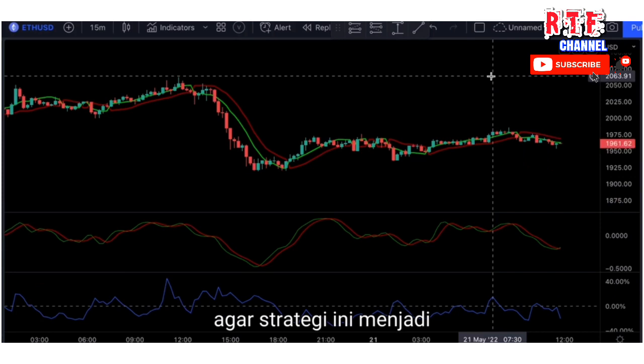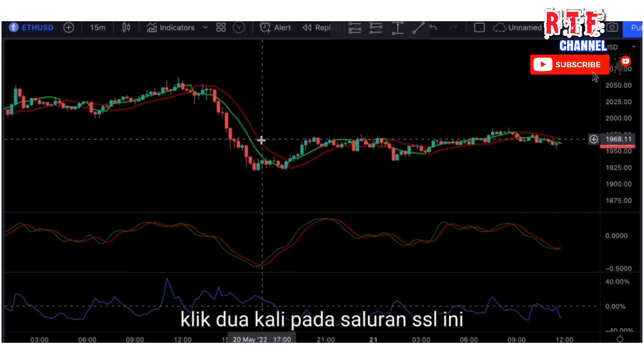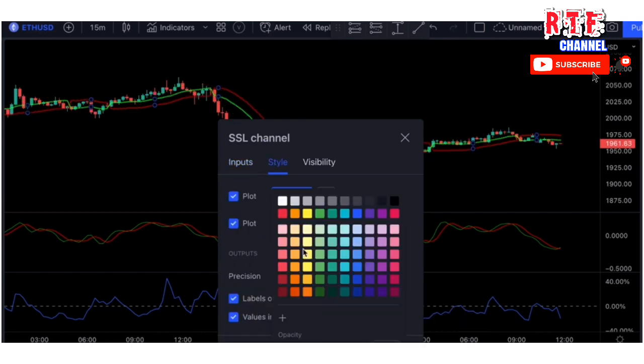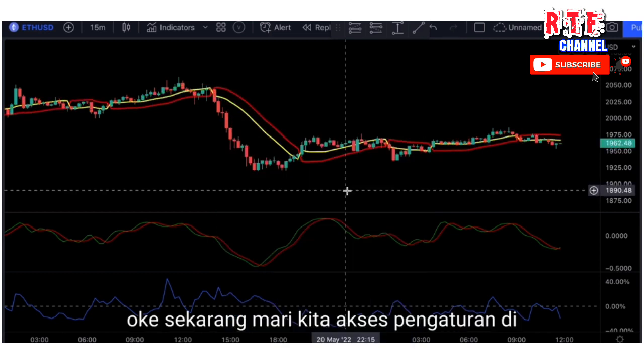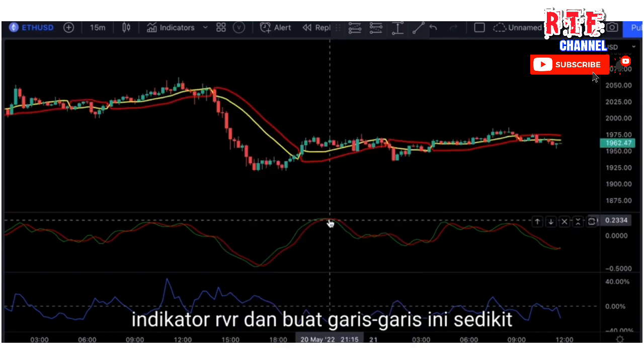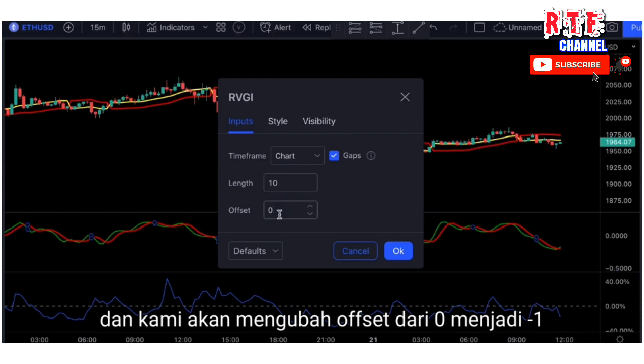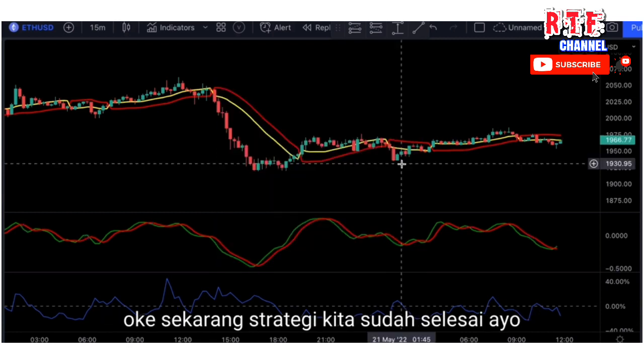In order for this strategy to be complete, we need to adjust the settings on these indicators. So let's first double click on this SSL channel and change the periods from 10 to 20. Okay, now let's access the settings on an RVI indicator and make these lines a bit thicker. And we'll change the offset from 0 to -1. Okay, now our strategy is complete.